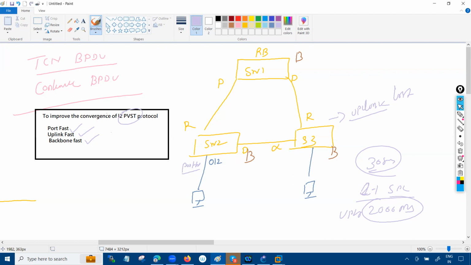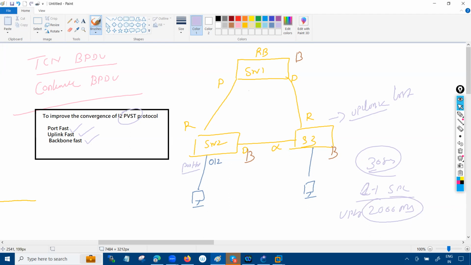Forget these features right now. What happens if I'm not going to implement these features? This link will take 30 seconds to converge the network. So either way, if you apply these features, you still have to wait some time to converge the network.